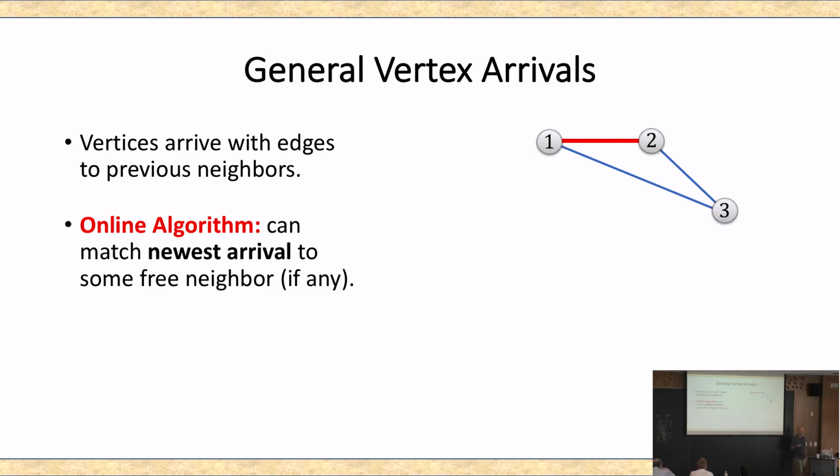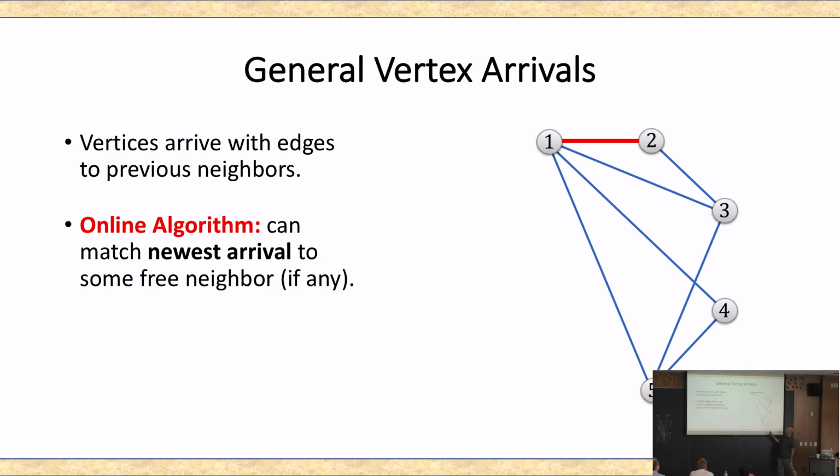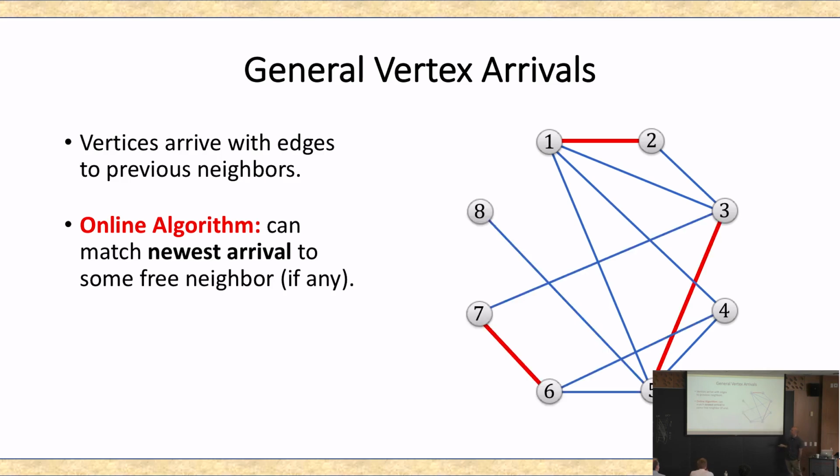Another node shows up, neighbors 1 and 2, we can't match it. By the way, notice that this already shows the graph is not bipartite in this example. Another node shows up, neighbor 1, we can't do anything here either. Another node shows up, its free neighbors are 3 and 4, so we have some choice here, and maybe our algorithm decides to match to, say, 3, and so on and so forth.